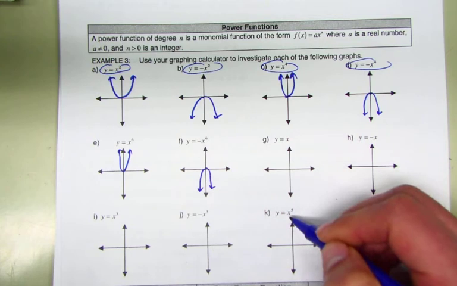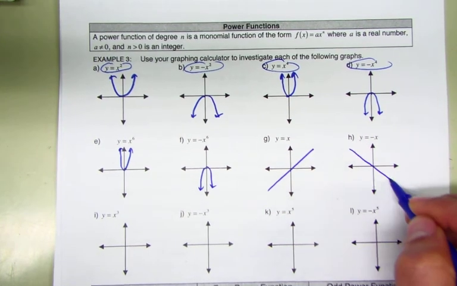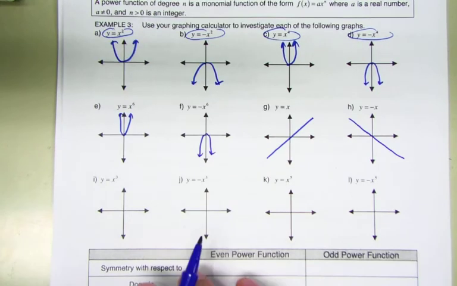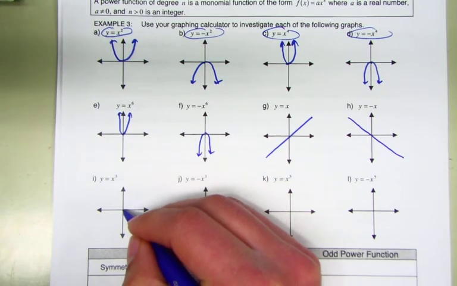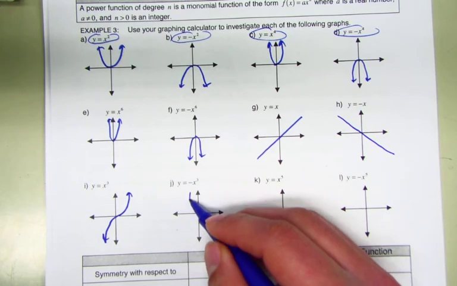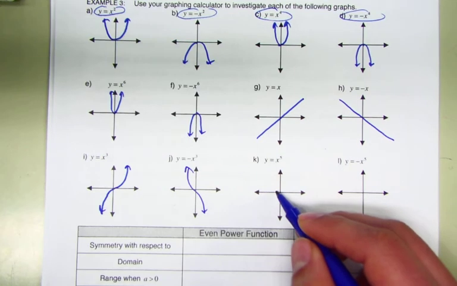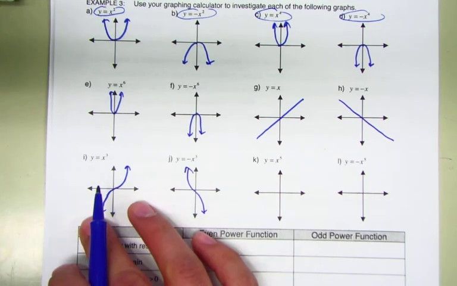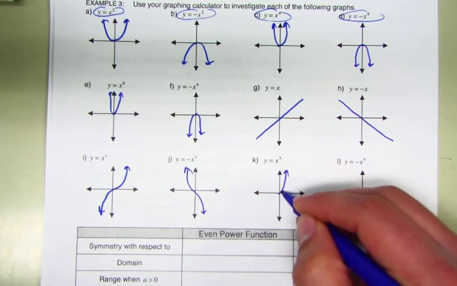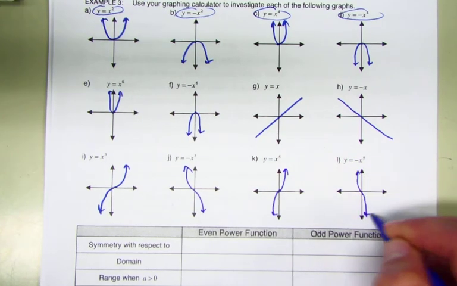What about y equals x? Negative x, other way. X cubed. That one we know from before, right? Negative x cubed just reverses the direction. What about x to the 5? So same as x cubed, just a little thinner. And then this will just reverse it. Okay.